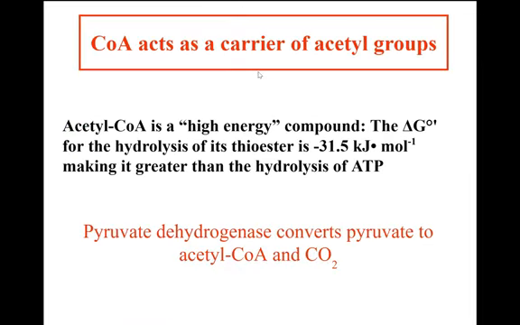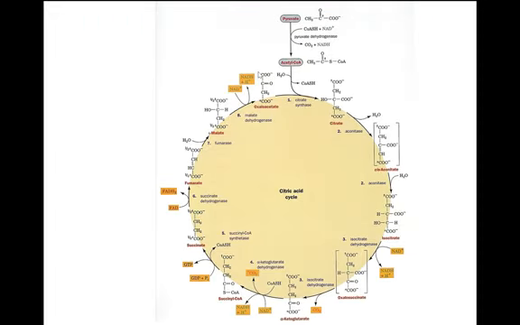And so this coenzyme A acts as a carrier of the acetyl group, which is high energy, and thus eventually continues on through the citric acid cycle and produces other compounds. So this pyruvate dehydrogenase converts pyruvate to acetyl coenzyme A and carbon dioxide.